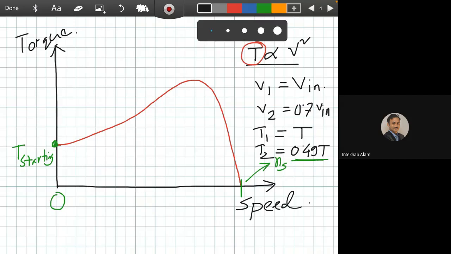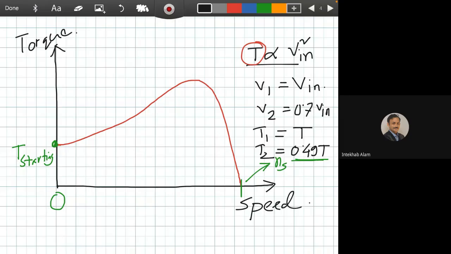I'm just considering it as a V in. So if torque is proportional to V in square, so if we use V in, T1 will be the same as T. There will be no change. Is it okay with you? If we consider that V1 equals V in in every aspect, then there will be no change.